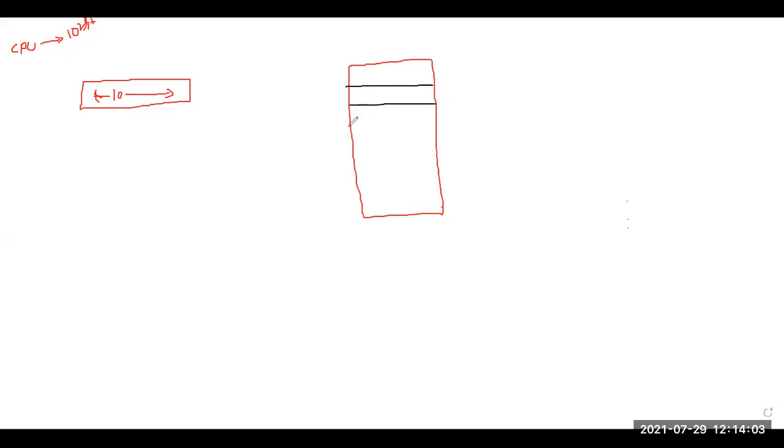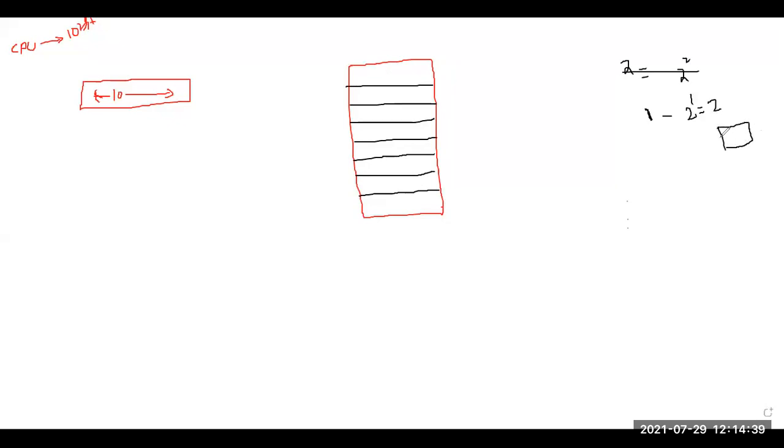This is my memory, which is divided into different blocks. If the CPU has 10 bits, what is the maximum number of locations that can be supported? Take 2 bits: the maximum number of locations will be 2 to the power of 2. In the simple case of 1 bit, the maximum number of locations is 2 to the power of 1, which is 2 locations. That means I can write the first as 0 and the second as 1.